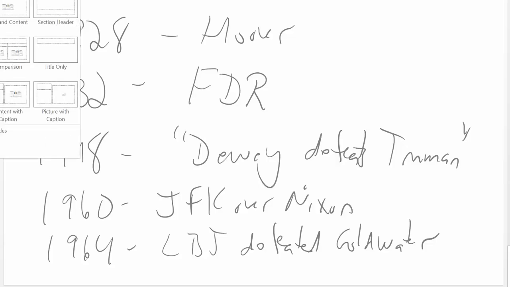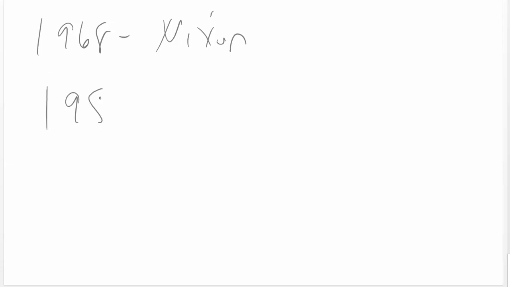1968 was the crazy Chicago Democratic Convention. And in 1968, that's when Pegasus was nominated by the hippies. When was LBJ and Goldwater? 64. And then in 68, that's the craziness of the Democrats protesting, and it led to Nixon being elected president. And then the only other one that I think would be good to know is 1980. That's the Reagan conservative movement.